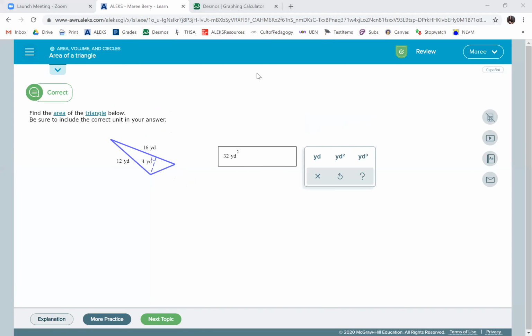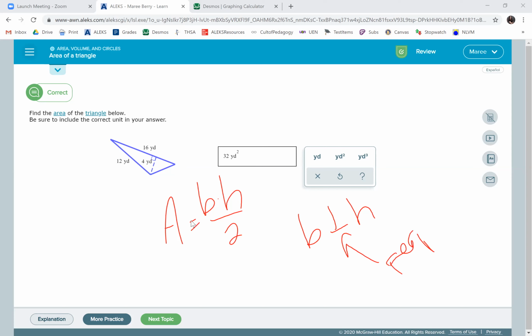So that's the end of the lesson for triangles. Just remember that we're going to take base times height, and they must be perpendicular, and divide it by 2. So the base has to be perpendicular to the height. And this little symbol right here means perpendicular. Oh, my writing is atrocious. That means perpendicular.